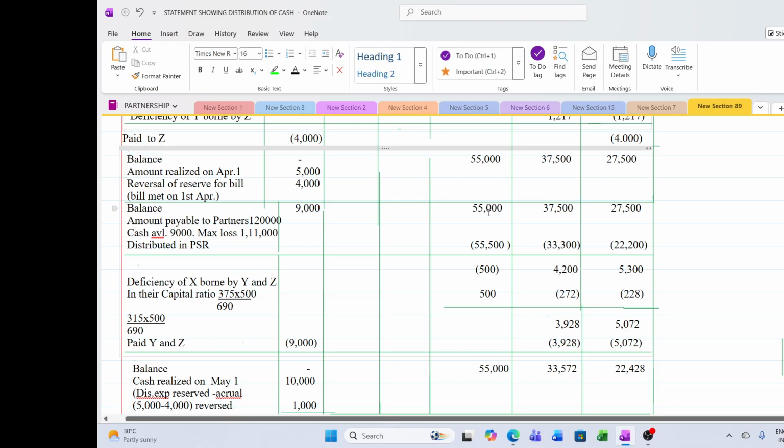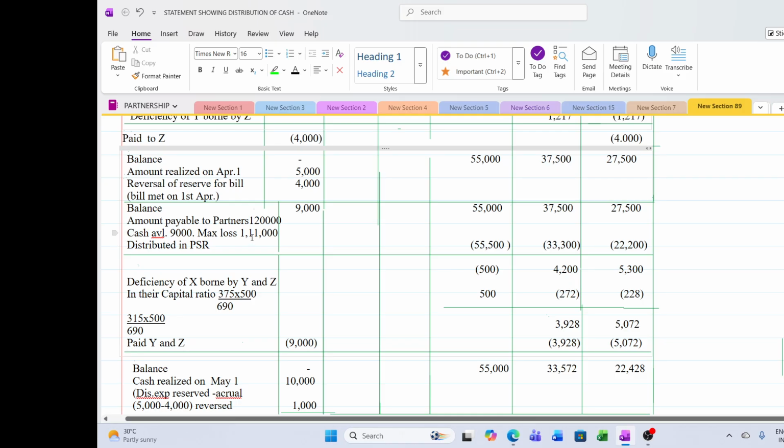We have to make payment of 55,000. We didn't make any payment to this fellow, and we didn't make any payment to this fellow. But here his capital, we have made 4,000 rupees payment, so 27,500. The total comes to 1,20,000, 55,000 plus 37,500 plus 27,500. We have got cash only 9,000. So what is the balancing figure? 1,11,000. This is the maximum loss.